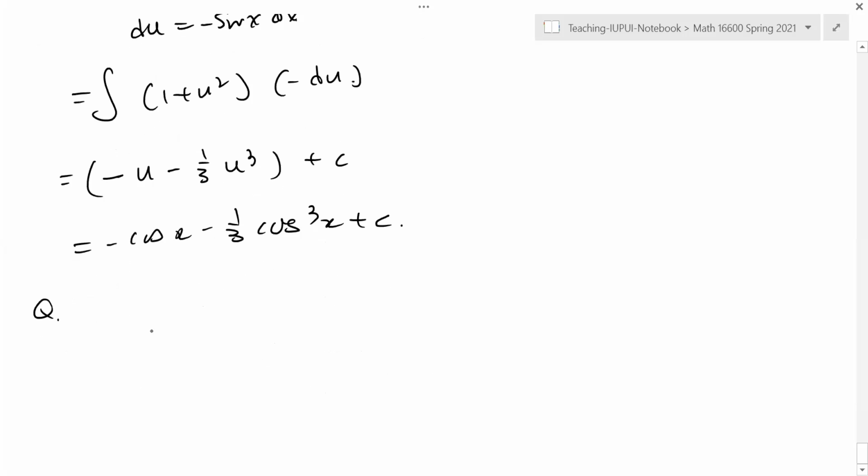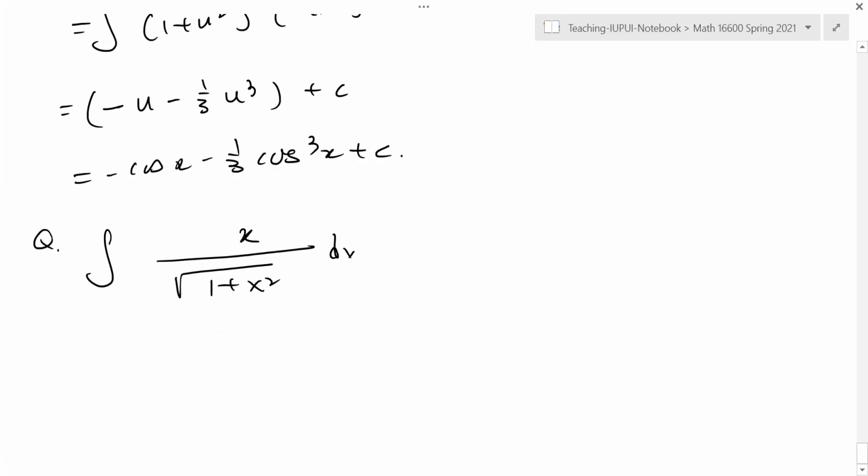Here's another one: the integral of x over the square root of 1 plus x squared. When you look at this, you see the denominator is the square root of 1 plus x squared, and the numerator is x. So it's very natural to use a substitution. The more exercises you do and the more experience you get, the more quickly you can find the right method to solve the problem.